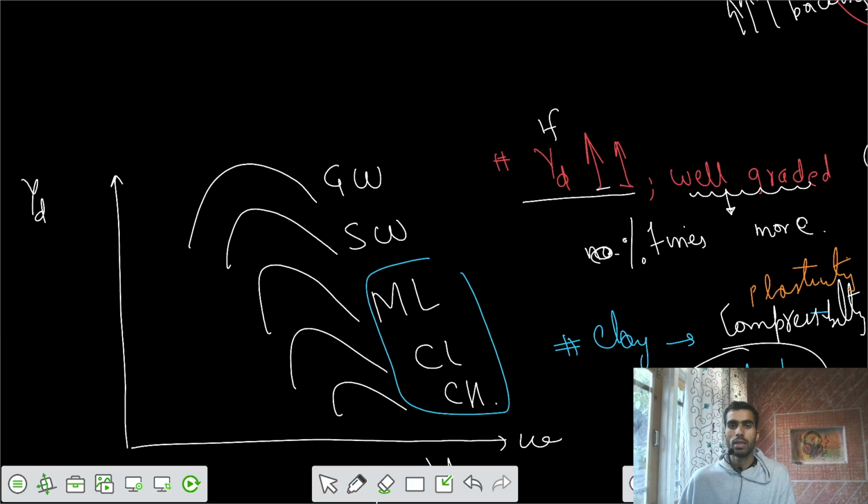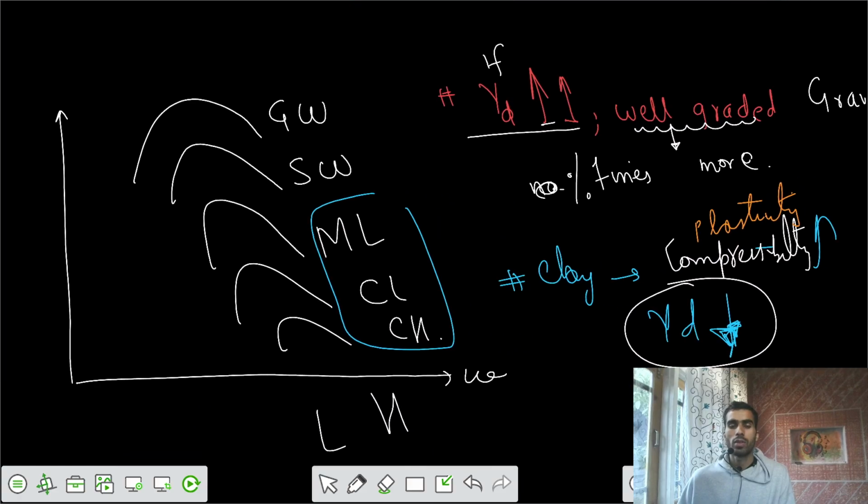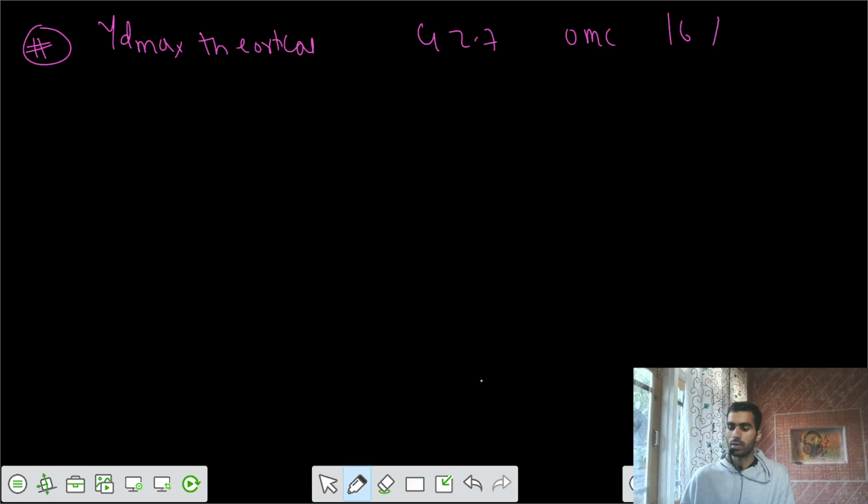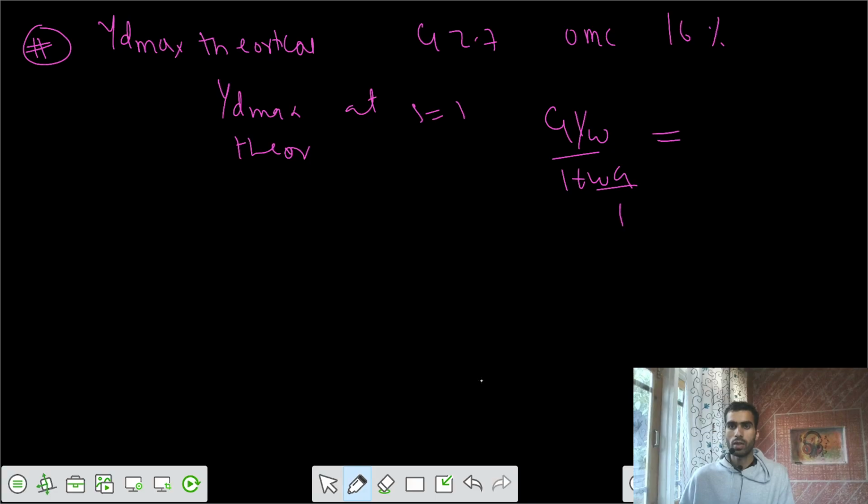So this is all about different kinds of soils having different curves for gamma dry versus optimum moisture content. Okay, let's take a simple problem, a 1 mark problem. Get the gamma dry max for the theoretical condition, if your G is 2.7 and OMC is 16%. So gamma d max theoretical is at degree of saturation equal to 1, which equals G gamma w by 1 plus wG divided by S. S is equal to 1, so we can substitute.